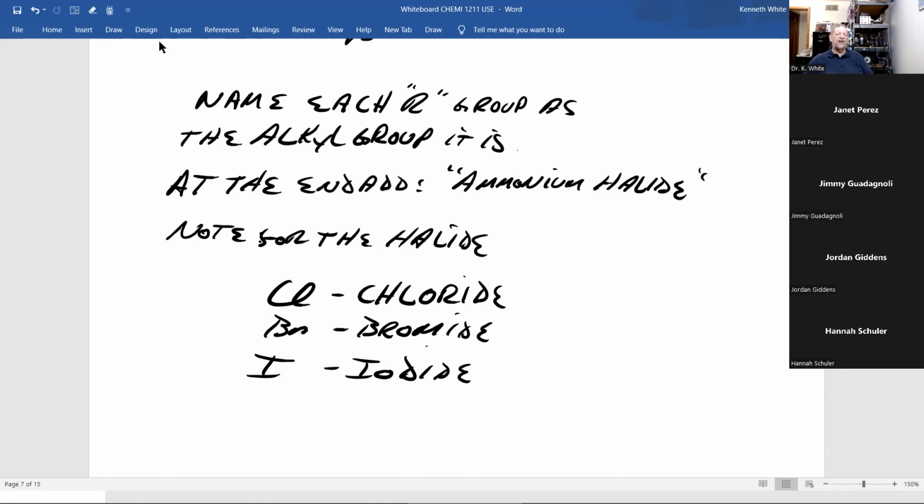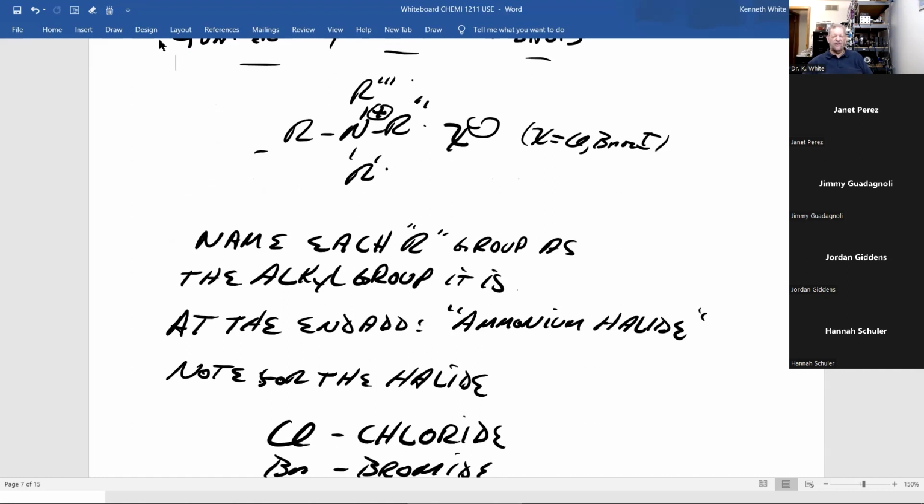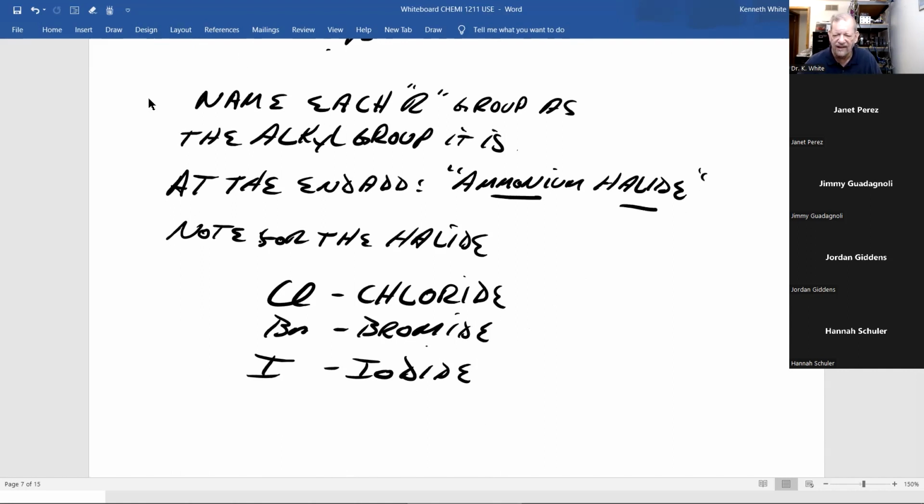All right. When you name quaternary ammonium salts, you name each of the R groups in front as the alkyl group it is, just like we did with amines. But at the end, instead of putting the word amine, you put ammonium halide. Now, the halide part, if it's chlorine, is Cl minus. That's chloride. Br minus, bromide, I minus, iodide. Again, name each R group as the alkyl group it is. Then at the end, add ammonium halide. If the X minus is Cl minus, the halide is chloride. If it's Br minus, it's bromide. And if it's I minus, it's iodide.